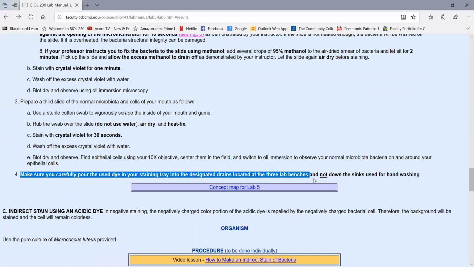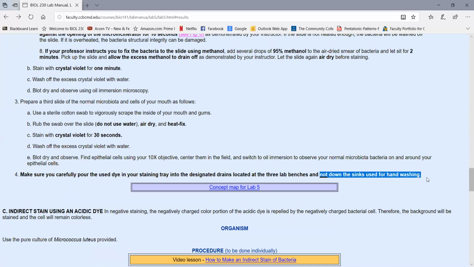Those don't connect to any sewer system. They have pipes that lead to a large carboy at the end of the lab, and that collects all the waste liquid, and then we pay to have that disposed of. So none of that gets into the bay from those 3 lab benches. Make sure you don't pour the used dye down the sinks we use for hand washing, because of course that connects to the college's sewer system, and that water can eventually get into the bay.